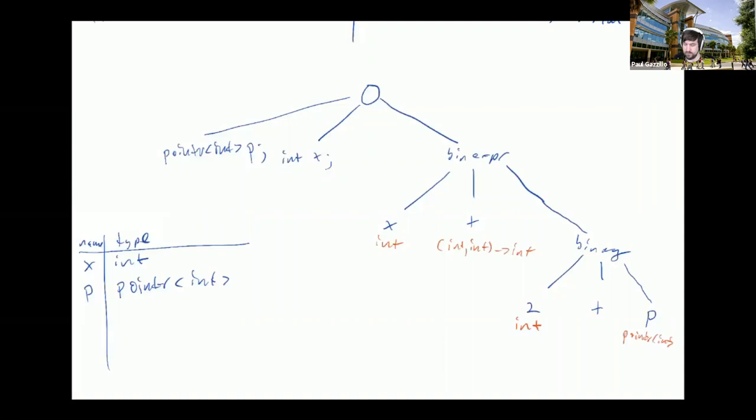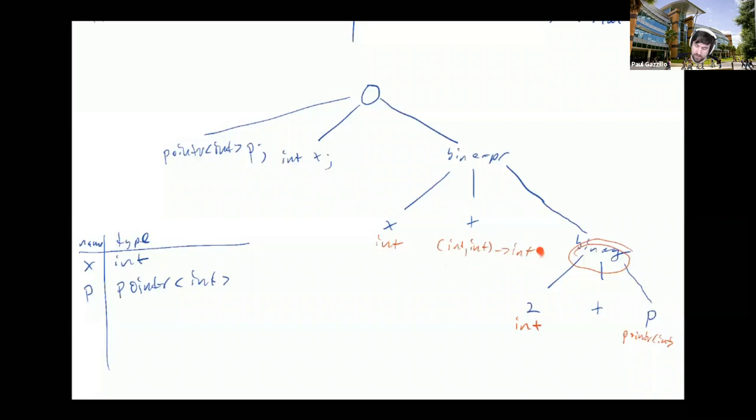So what's the resulting type of this binary? Good, it's a type mismatch error, because remember, in our language, a plus operation must take two integers. This is a pointer and an int, so we have a type error. Questions on this?